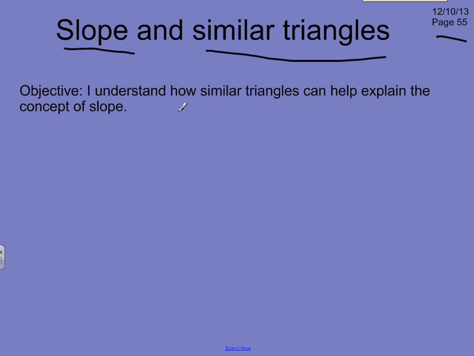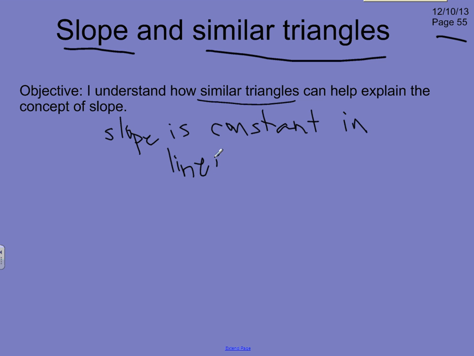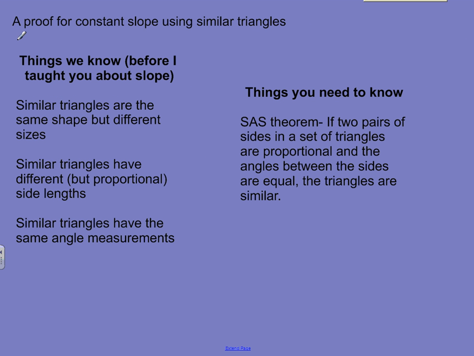Our objective is: I understand how similar triangles can help explain the concept of slope. And really what we're looking to explain is the fact that slope is constant in linear functions. Okay, so when you have a linear function, the slope will be the same no matter where you are on the graph of your line. All right, so to dive into this, we are going to make a proof for constant slope.